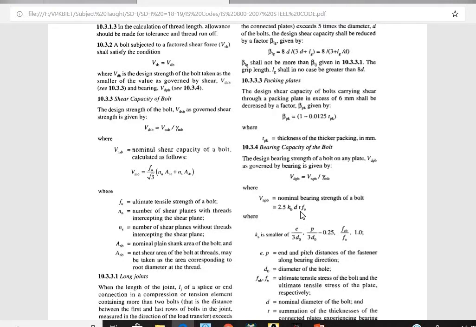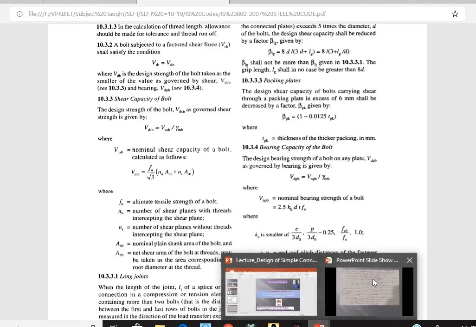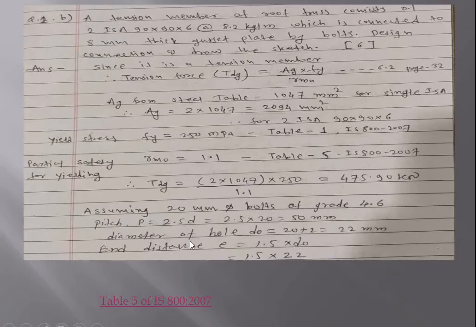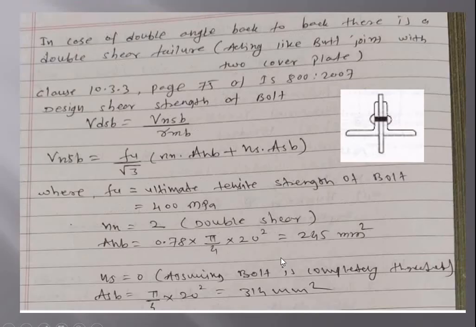D is the diameter of the bolt, T is the thickness, FU is the ultimate tensile strength of the material, FUB is for the bolt and FU for the material section, and KB is the minimum of these four. Okay, now let's discuss our problem. See, the pitch is given, the diameter of the hole is given, and the end distance is 1.5 times D0, which comes out to be 33. So we have taken it as 35.